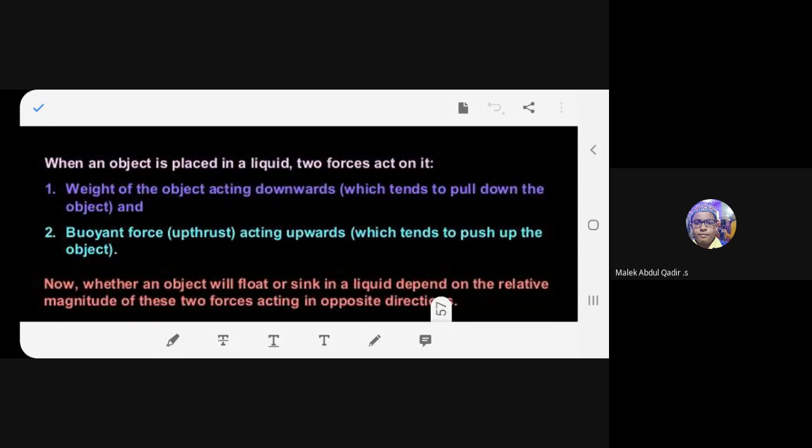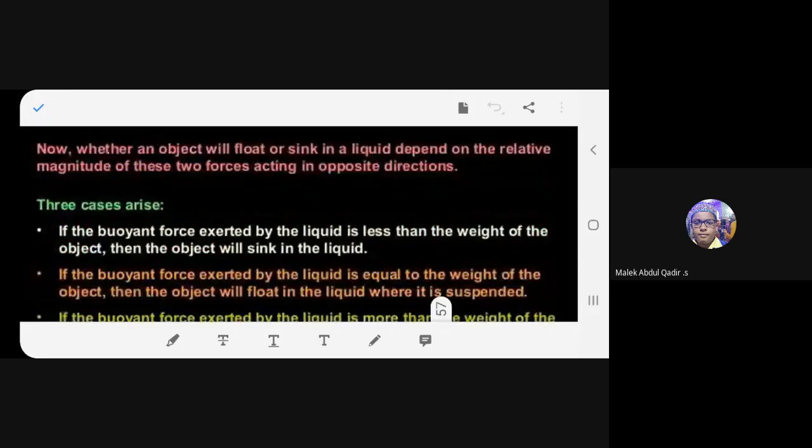Now, what are the forces applied on the object? One is the downward force, that is the weight, right? Do you agree with me? Yes. So the downward force is the weight, and the upward force is the buoyant force. So two forces are acting on an object when I place it in the liquid: one is the downward force, that is weight, and the other is the upward force, that is buoyant force.